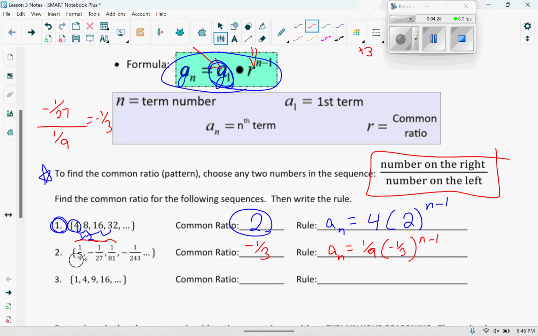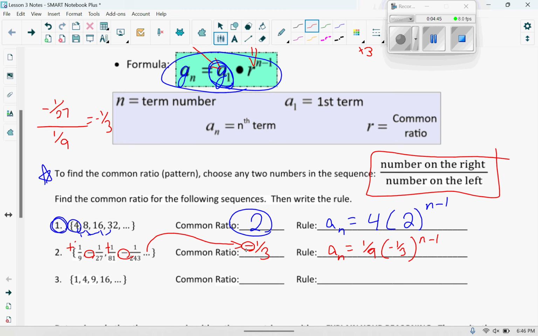Something I want you to notice about this, notice this is positive, negative, positive, negative. That will 100% of the time mean that this is a negative common ratio. And so those are pretty common. So just make sure you're on the lookout for that.